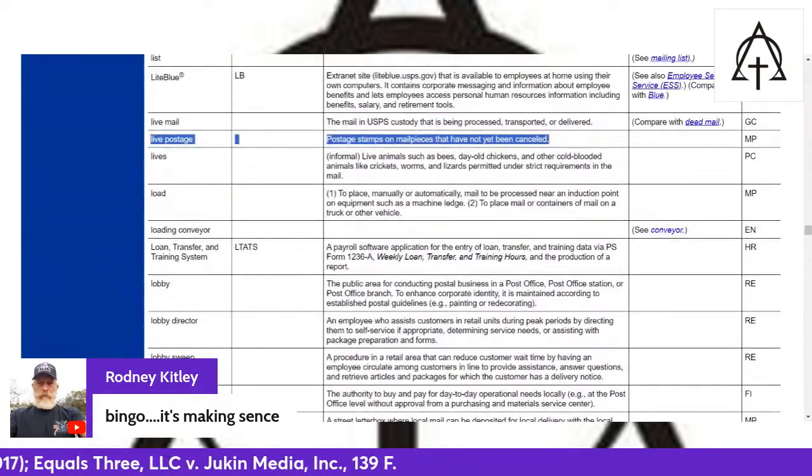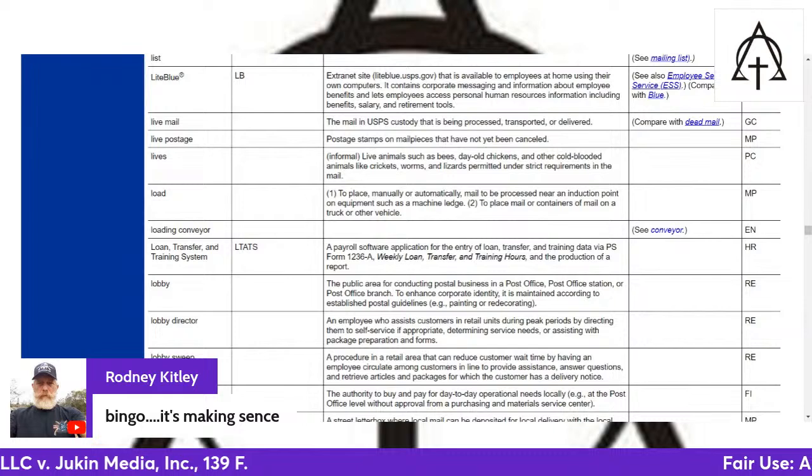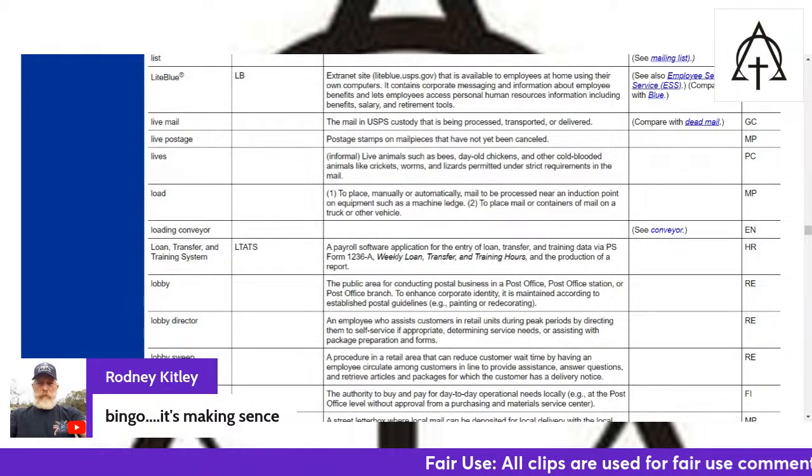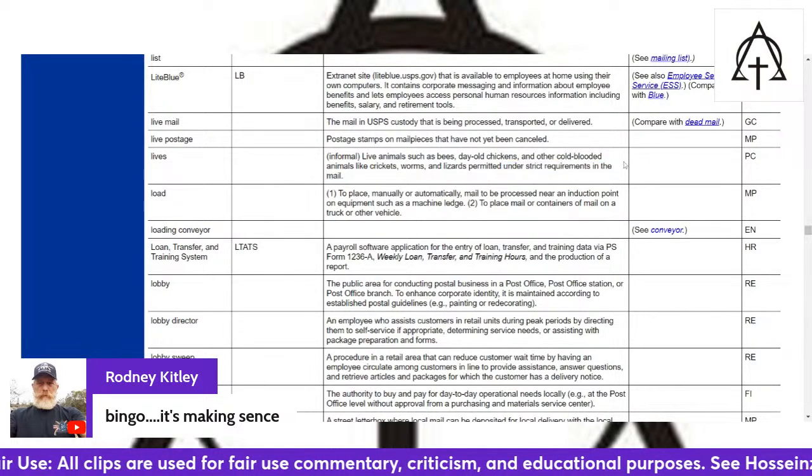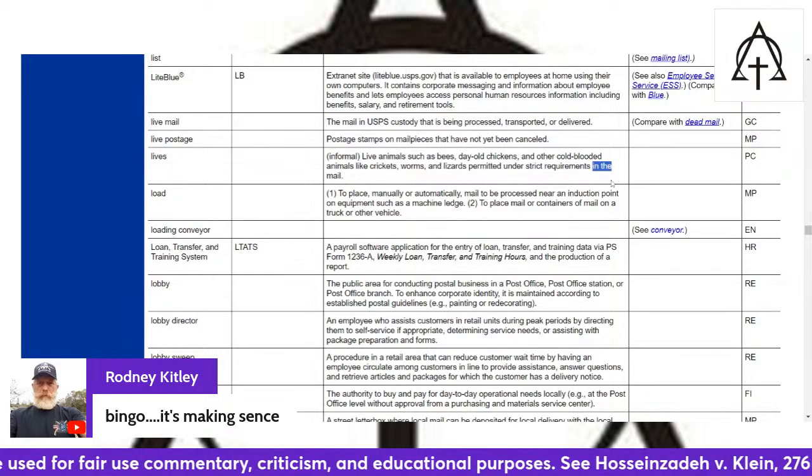And this is lives, informal. Live animals such as bees, day old chickens, and other cold blooded animals like crickets, worms, and lizards permitted under strict requirements in the mail.